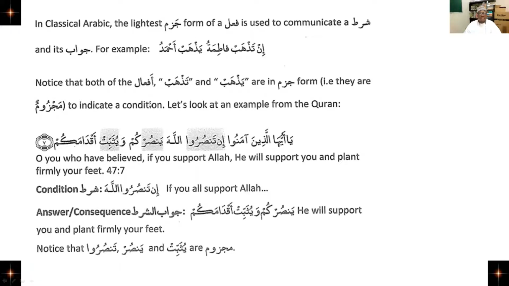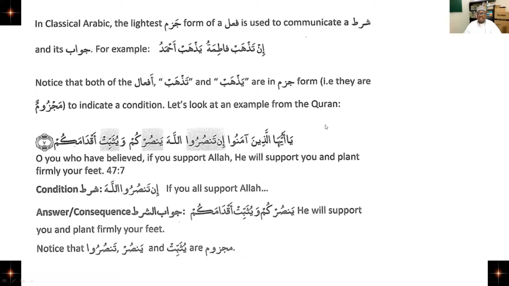Okay. So notice that both af'al, that is tadhhab and yadhhab, tadhhab for her, yadhhab for him, are all in jazm form. Jazm means they have the lightest sign, the sukun. That is, they are majzoom. This indicates a condition, okay.